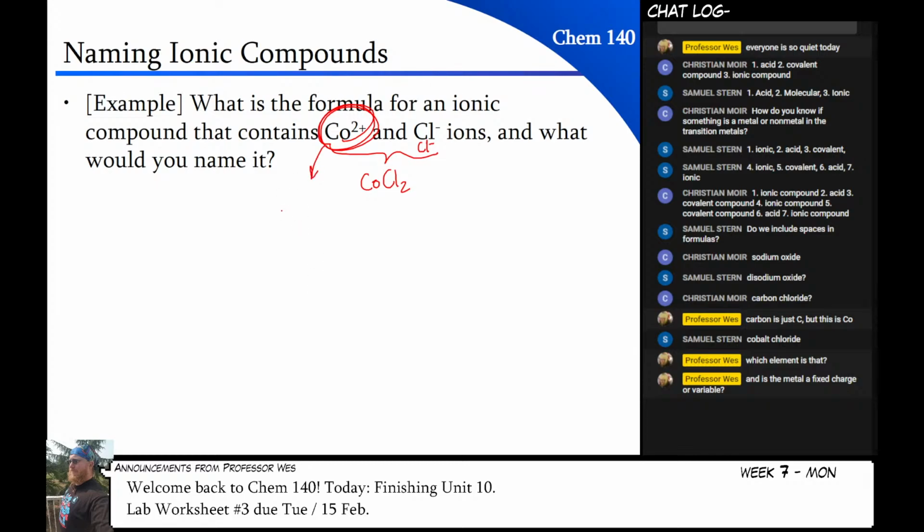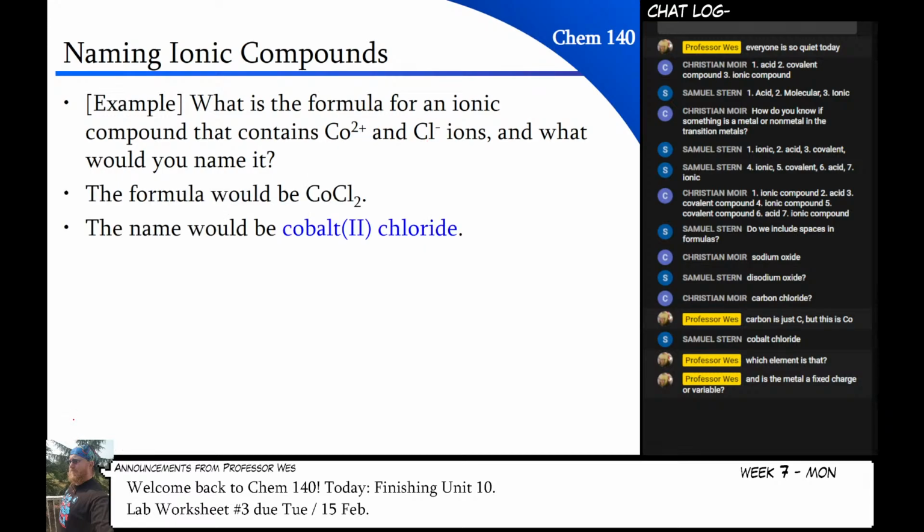So this is a variable charge metal, which means that when I name it, I need to give it its name with parentheses and the Roman numerals. And then when I name this, I name it with "ide." And that's what we get. So this is the name of the compound. It's cobalt(II) chloride. There you go.